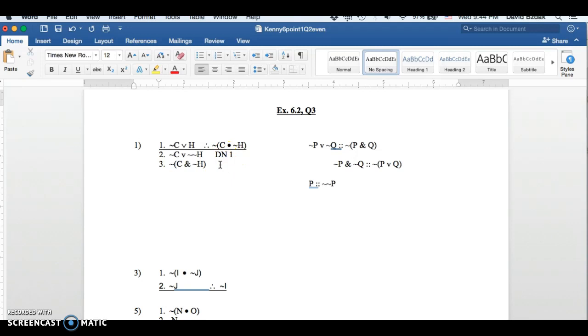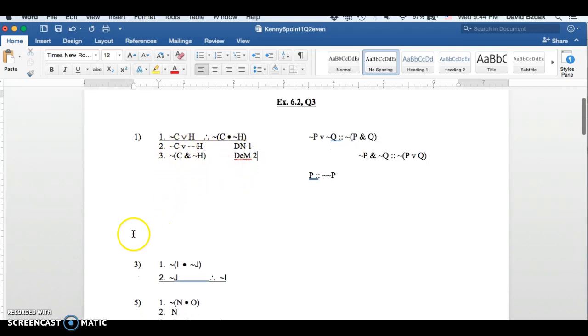And then here we applied the De Morgan's rule to line 2. Substitution rules are only going to have one number because, again, you're substituting one thing for another. So it's always going to be what you substitute. So we substitute this and this. So De Morgan's 2. Okay, so that was number 1.